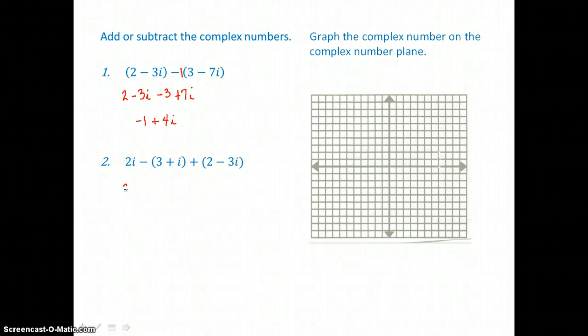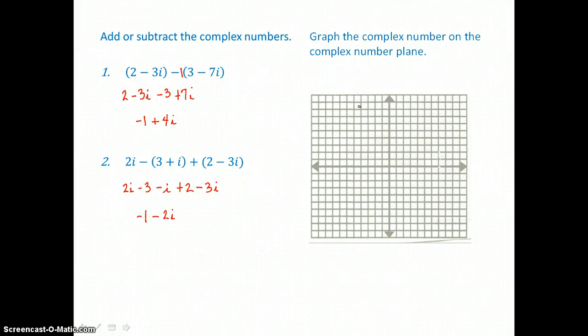In the second example, let's distribute again to get rid of parentheses. Negative 1 times 3 is negative 3, and negative 1 times i is negative i. Positive 1 times 2 is positive 2, and positive 1 times negative 3i is negative 3i. Adding my like terms again, my real number parts are negative 3 and 2, so I'm getting negative 1. And then 2i minus 1i is 1i, and 1i minus 3i is negative 2i. So again, that difference is a complex number, negative 1 minus 2i.